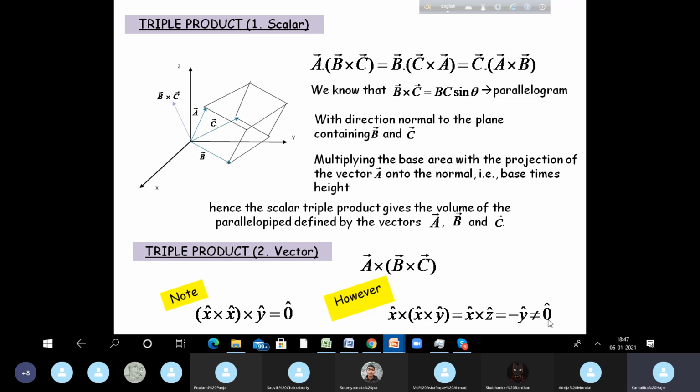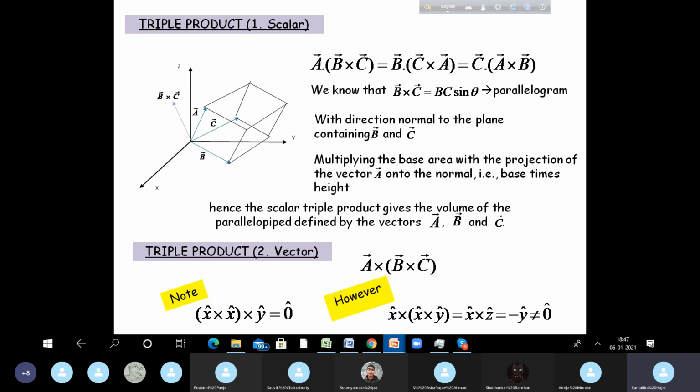So it is not 0. Okay. So when you are taking the triple vector product, you need to be careful about the position of the bracket, because the position of the bracket will change the result of the product. Nothing very important, you just have to be careful when you are taking the vector product, whereas when you are taking the scalar product, the position does not really matter because the result is a scalar.